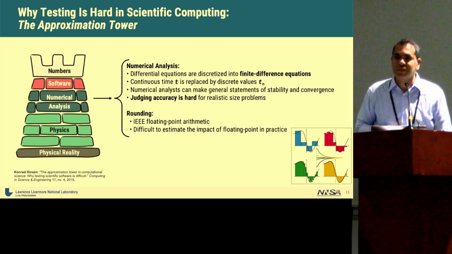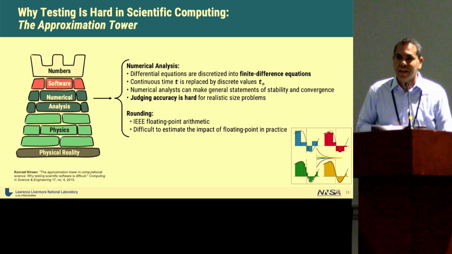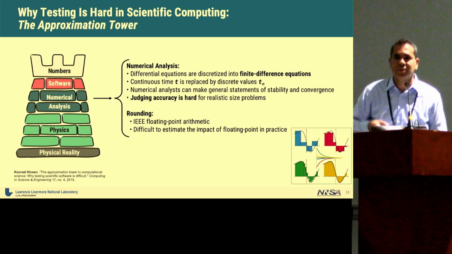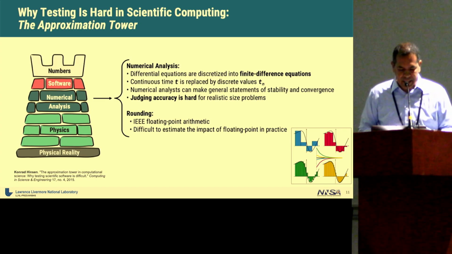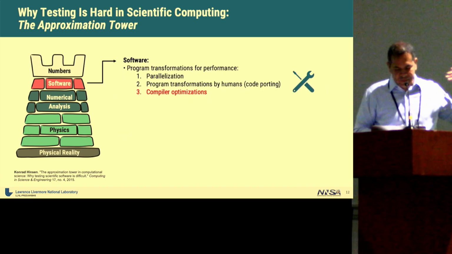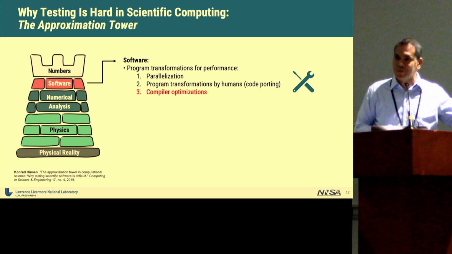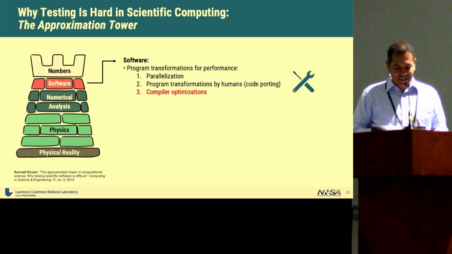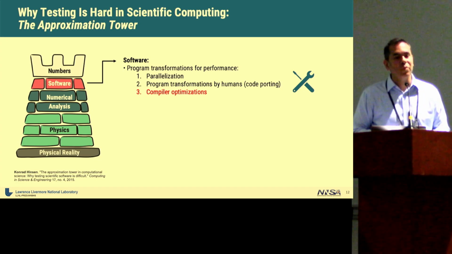One of the reasons is that in that layer we are using IEEE floating point arithmetic, which introduces rounding error. Rounding error can be propagated to many layers in the software stack. And so we know as a community that it's very difficult to estimate the impact of floating point in practice. Then we go into the last layer, the software layer, where I think most of the problems are coming from. In that layer, we do a number of program transformations, mostly for performance.